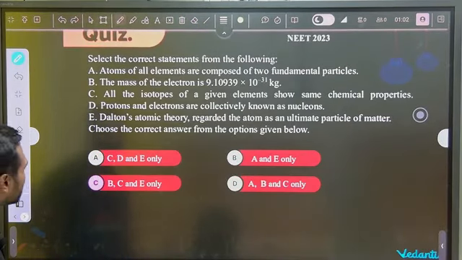Next question. From the following pairs of ions, which one is not an isoelectronic pair? This is NEET 2021 question. So which is not an isoelectronic pair? Isoelectronic means same number of electrons. Now in this one, which is having the same number of electrons, and which is not?